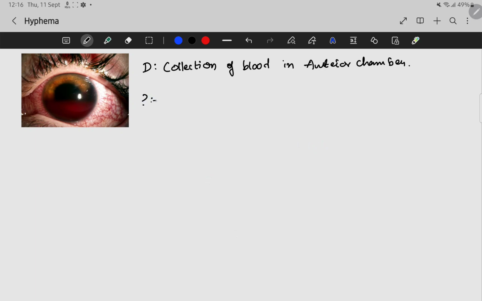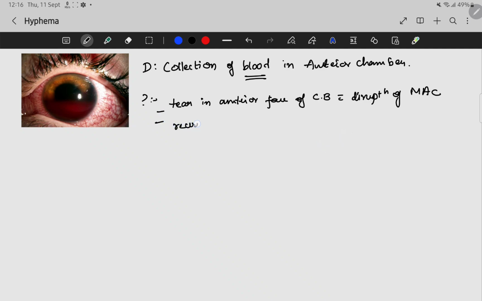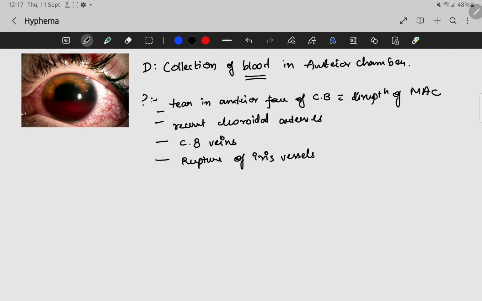So from where does this blood come from? So this blood can come due to tears in the anterior face of ciliary body, along with the disruption of major arterial circle or from recurrent choroidal arteries, or the ciliary body veins, or from the rupture of iris vessels, right? So this is the thing.